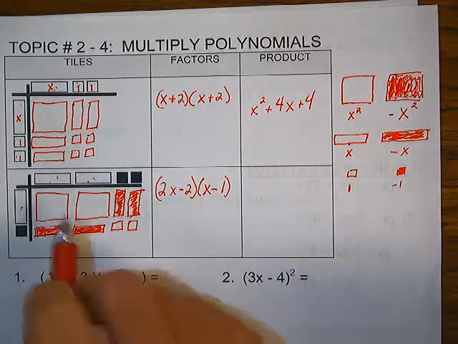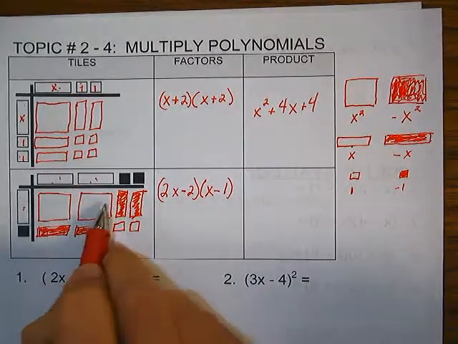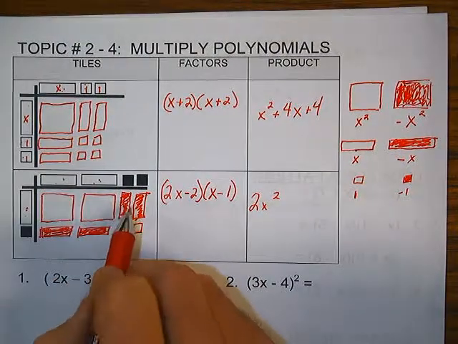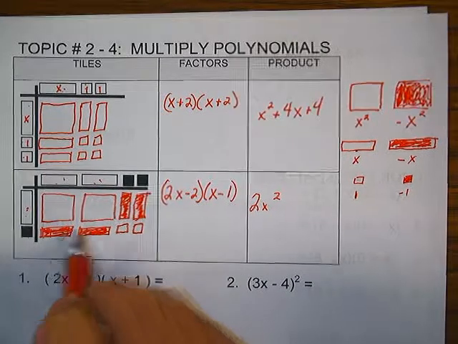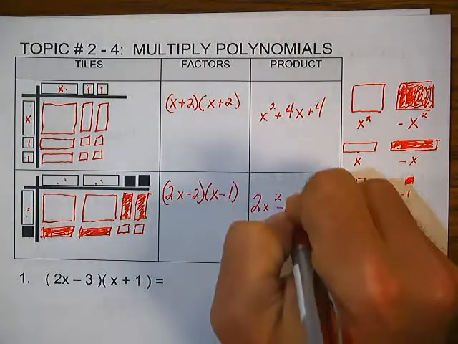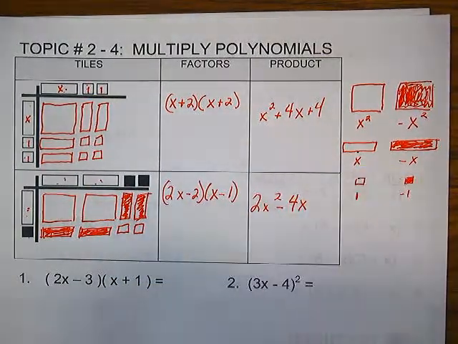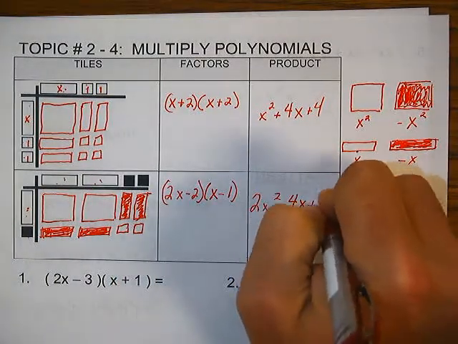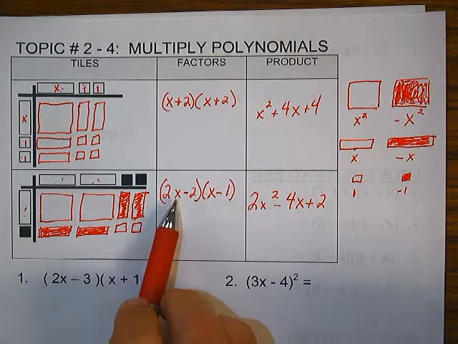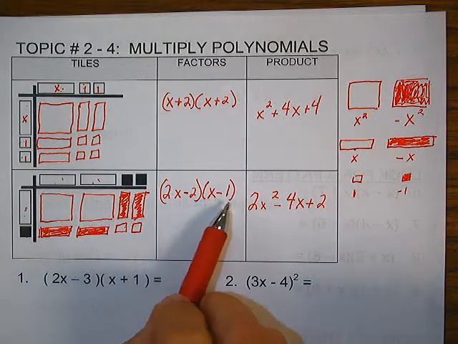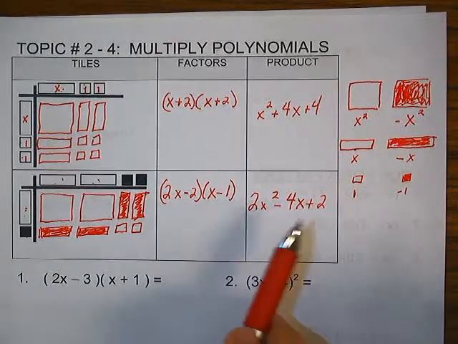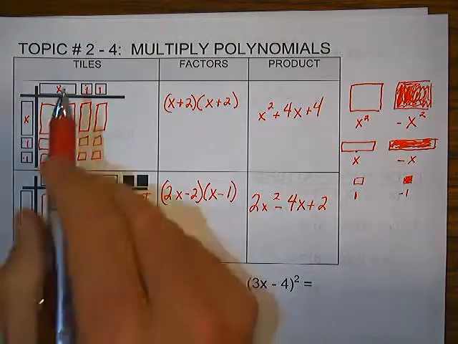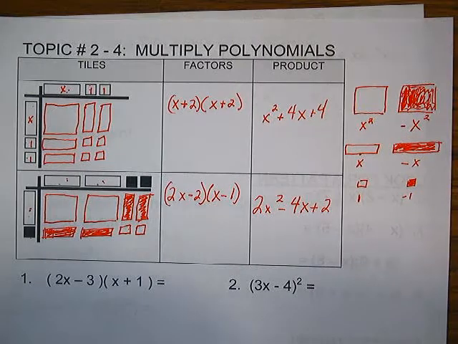So the product, how many x squareds do we have? We have 2 x squareds. How many x's do we have? Negative 1, negative 2, negative 3, negative 4. So negative 4x. How many ones? 1, 2, plus 2. So when we multiply 2x minus 2 times x minus 1, we get 2x squared minus 4x plus 2. And we multiplied these using algebra tiles.